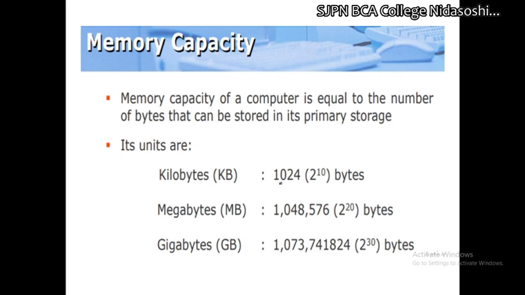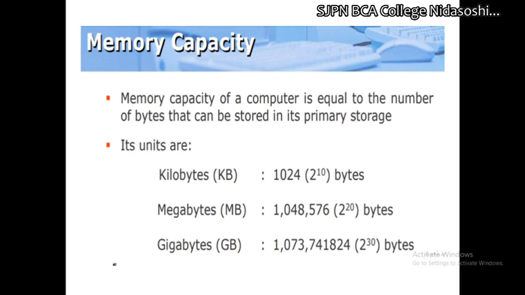The memory capacity of a computer is equal to the number of bytes that can be stored in its primary storage. Suppose you have 2 GB storage; how much can it store? 1024 into 2, that means 2048 MB. If you have 2 GB primary memory, it can store 2048 MB of data. When you convert to bytes, that much you can store in your memory.